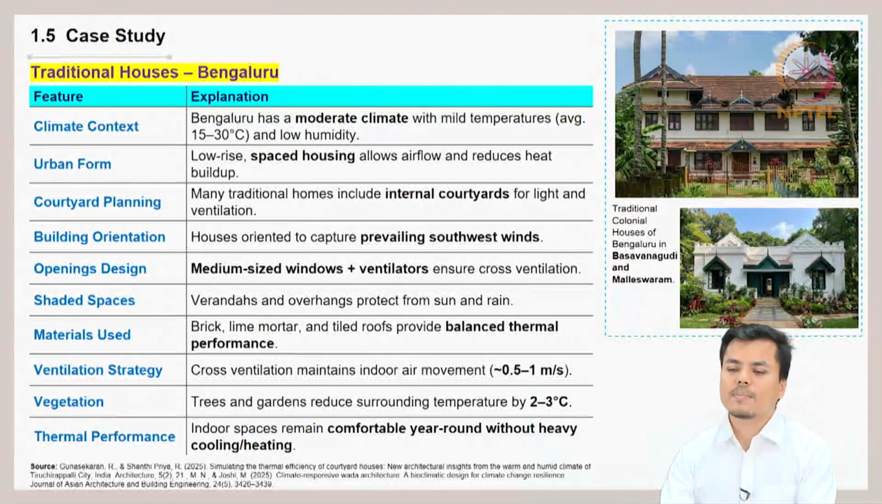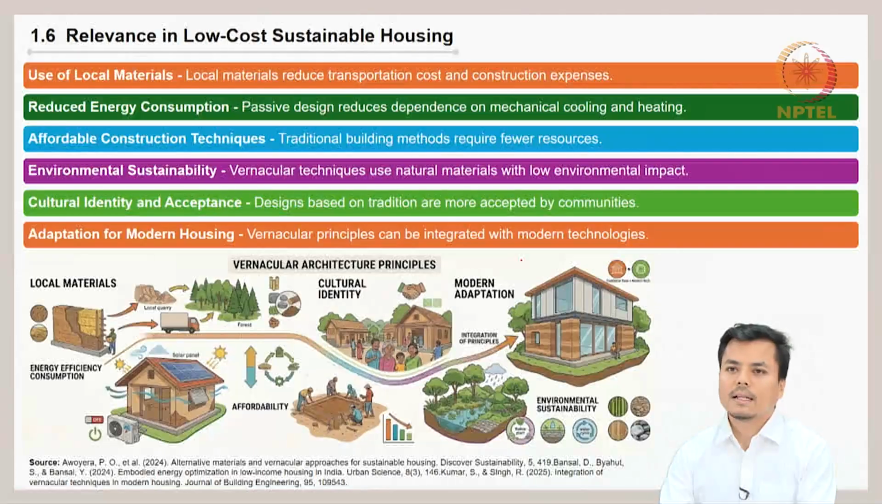Low rise spaced housing allows airflow and reduces heat build up. There are internal courtyards designed to maximize light and ventilation. Houses are oriented to capture prevailing southwest winds. As per the wind rose diagram, you have to determine from where the prevalent wind is flowing, and then accordingly the houses are designed. Then next is its relevance for low cost sustainable housing.